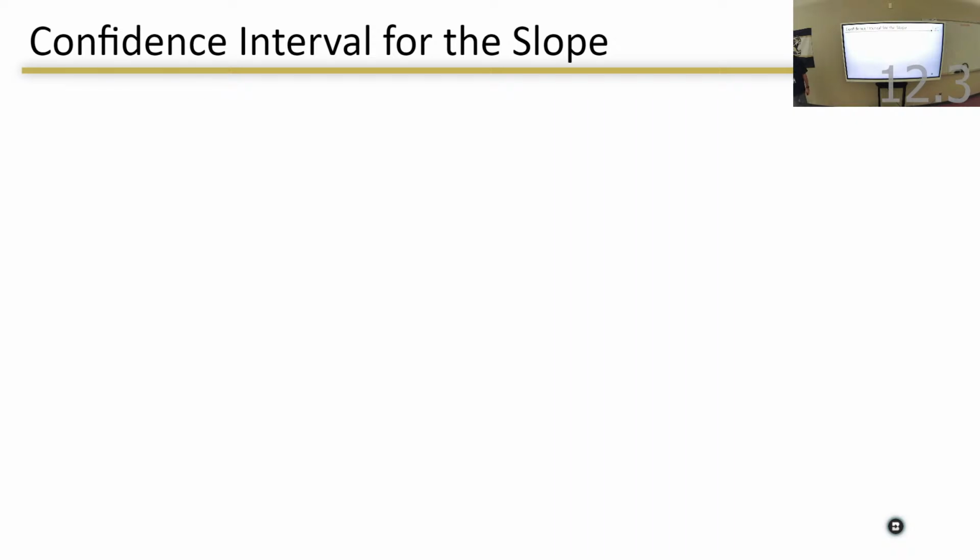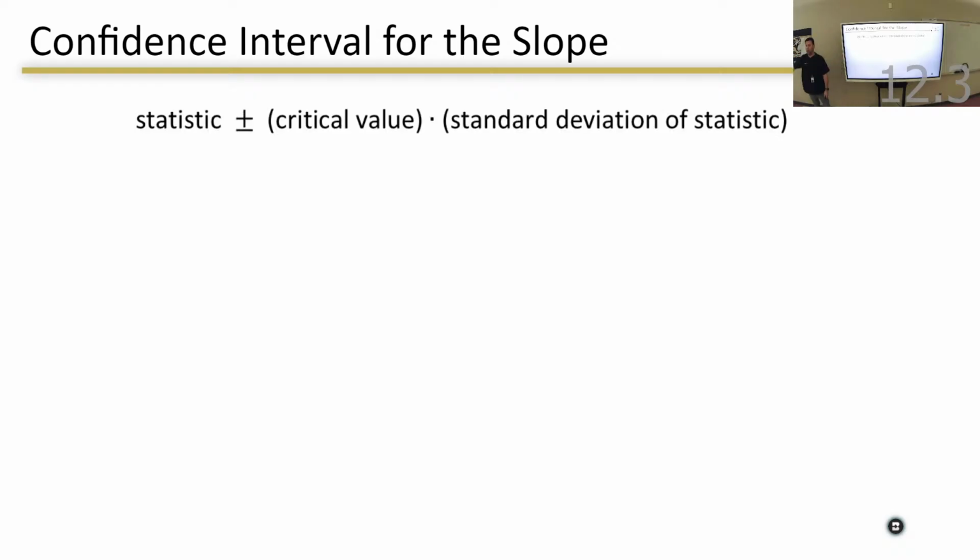Now let's talk about confidence intervals for slope. You already know the formula, because it's the same for all confidence intervals: the statistic plus or minus the critical value times the standard deviation of the statistic. For this, your statistic is going to be B, not x-bar, not p-hat, B, because it's slope. Your critical value is going to be t star, and we put the star there sometimes and sometimes we don't.